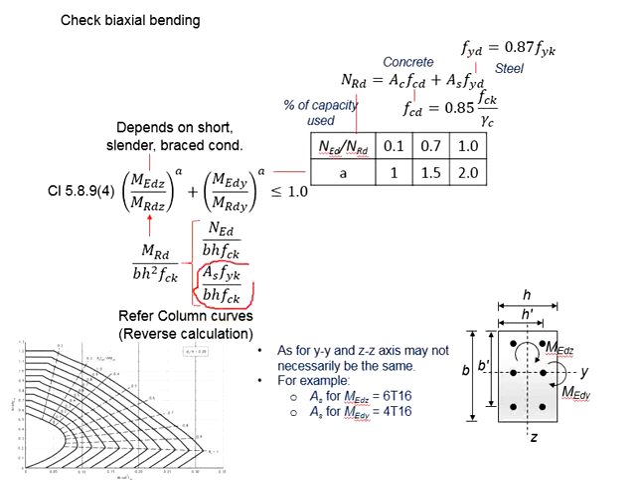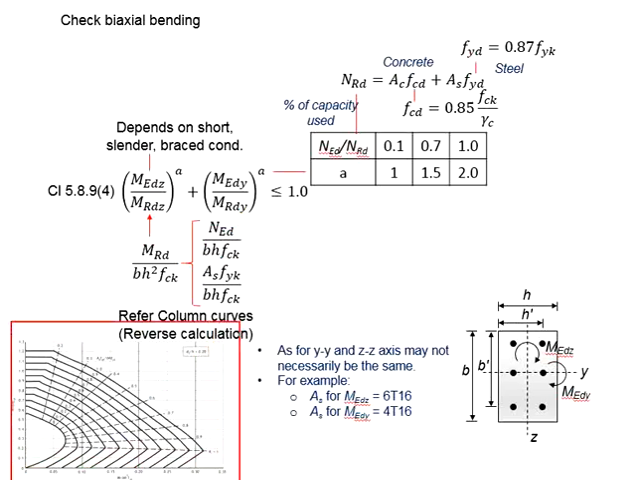Fyk, BH, FCK are the properties of the materials. These are given in the question. NED is also given, therefore we are able to produce this also.